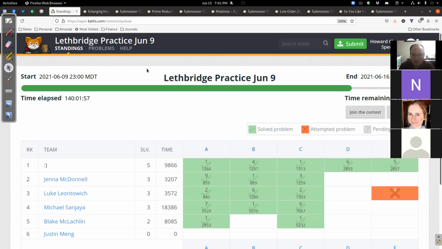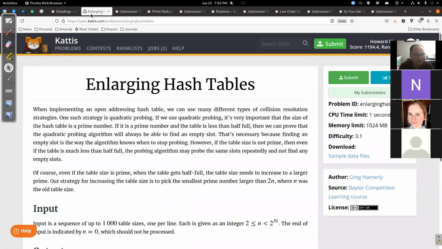All right, so this set is about number theory. The first 2 or 3 problems are about prime numbers, prime factorizations, and then the last 2 are maybe something a little bit different. So let's get to it.